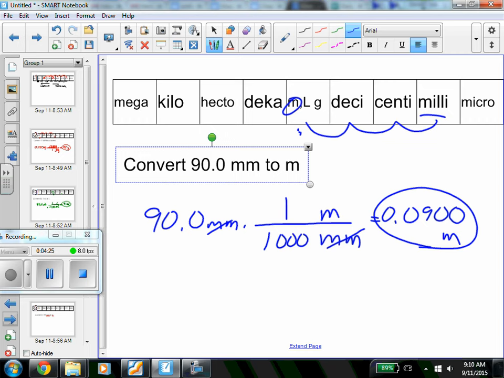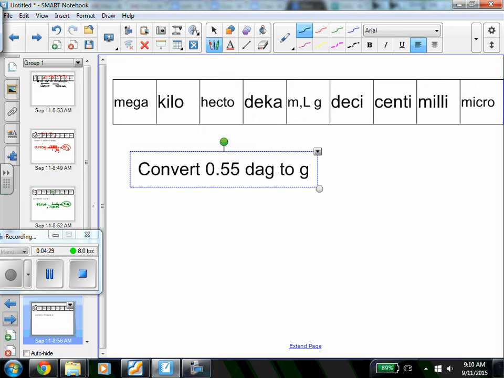Okay? Let's try another one. Not too many here. All right, decagrams. DAG is deca. Let me just discuss that. This is DA. This is just D, okay? So this would be decagrams here. This would be decigrams. In this case, I'm going deca right here.